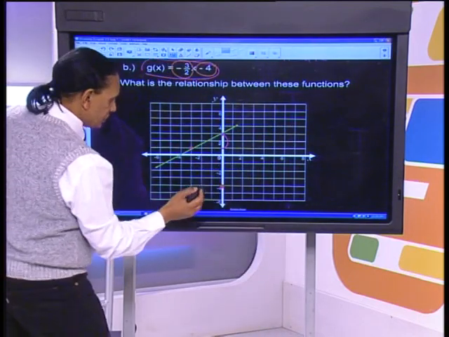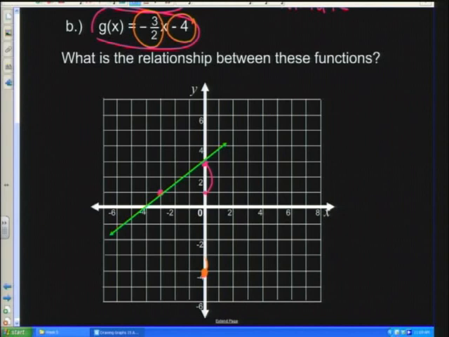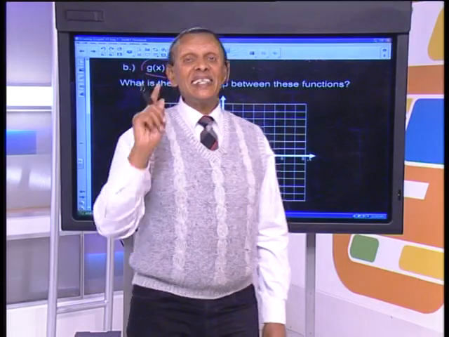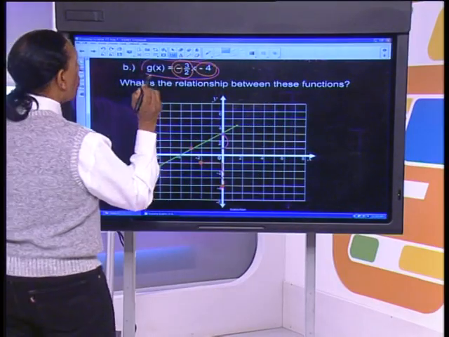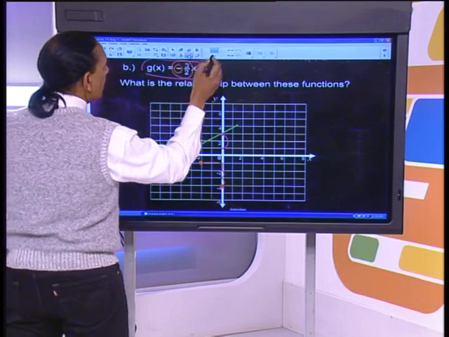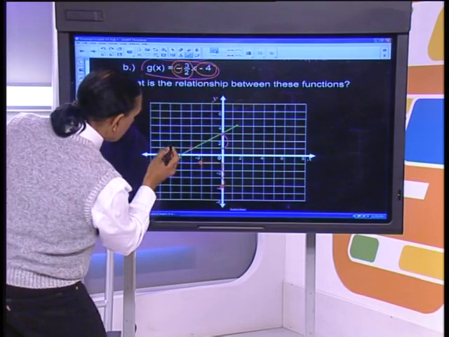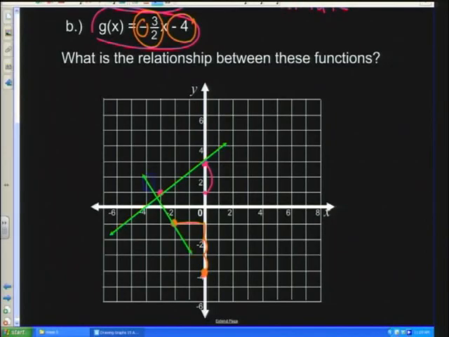3 over 2. If I move 1, 2, 3 up, I have to move 2 to the left, isn't it? Remember I said the graph must be a negative gradient. The graph must be in a northwesterly direction. So always be careful. Right, so if we draw the graph, there you are. So there's my second graph.